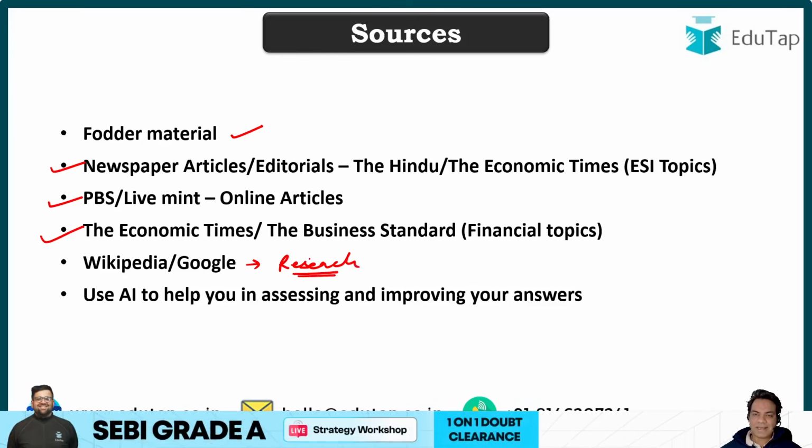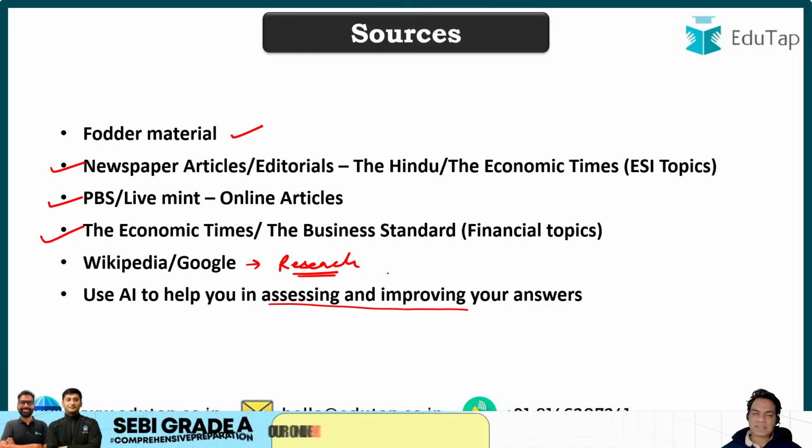And guys, AI is your next best friend today. Use AI to help you in assessing and improving your answers. Whenever you write something, ask AI to help you in what you could have done better in this. So these are the sources you can use for your preparation.